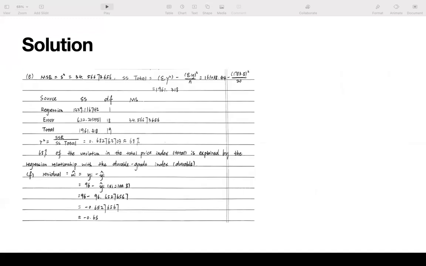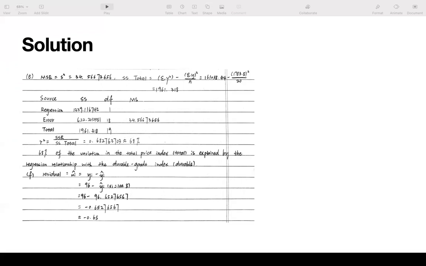And so for part E, what proportion of the variation in the total price index is explained by the regression relationship with the durable? So first we calculate MSE, which is equal to S squared, and it is calculated in the previous parts, which is 34.57. And also SS total is equal to 1961.318. And we can write an ANOVA table and get R squared equal to SSR divided by SS total, which is equal to 0.68.